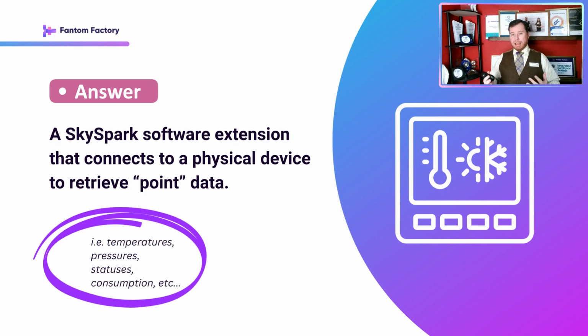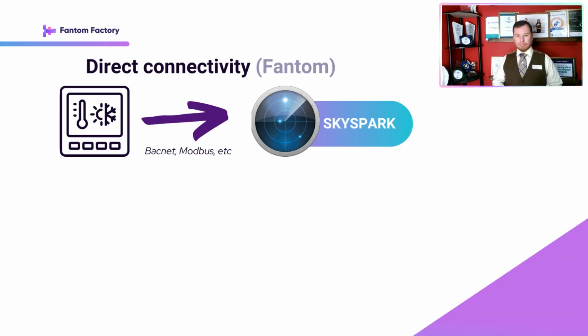Then at the end of the month, we can see what the minimum temperature was, the maximum temperature was, or maybe just the average temperature, and all this other cool analytics that SkySpark enables us to do. But before we can do any of that, we first have to acquire this data, and that's what connectors do.